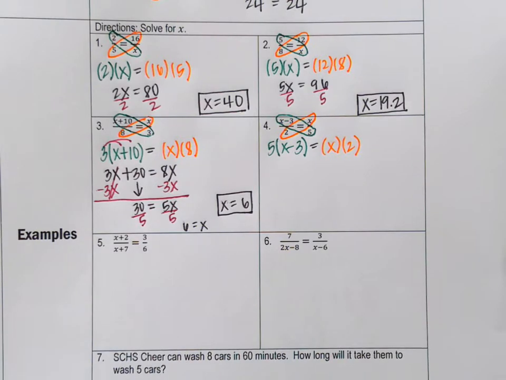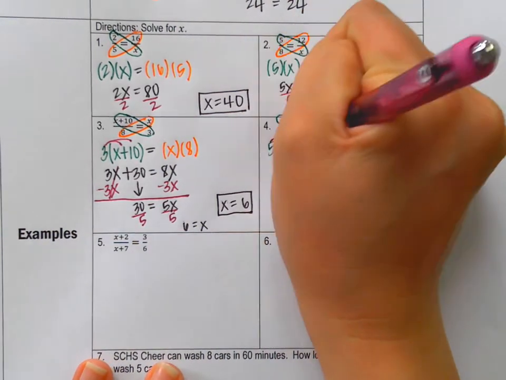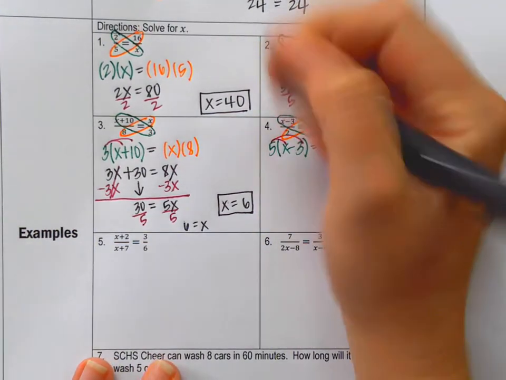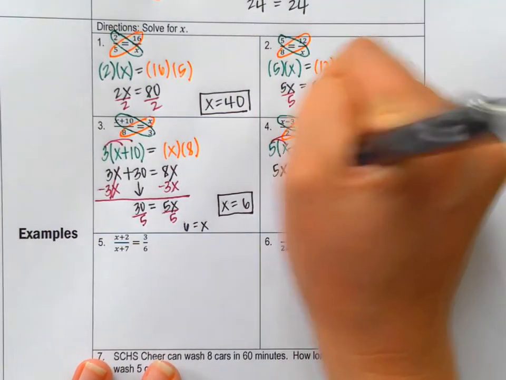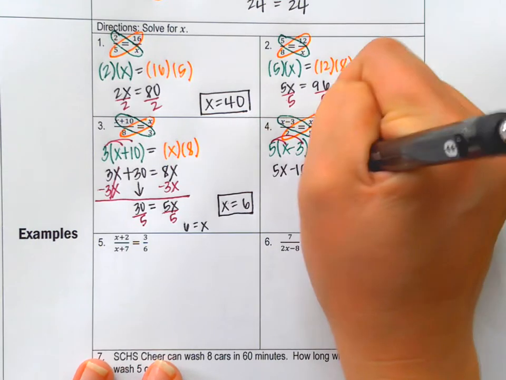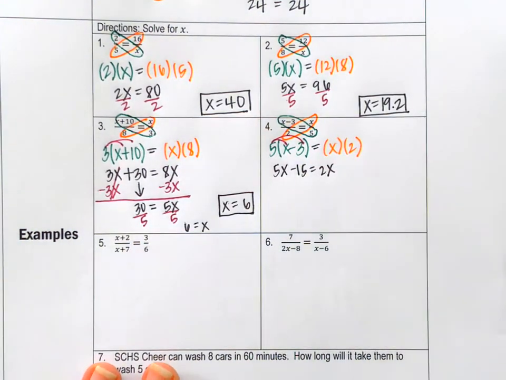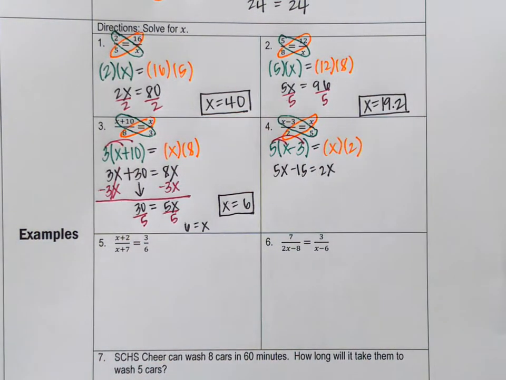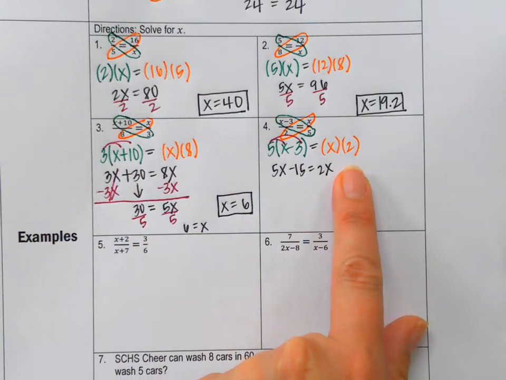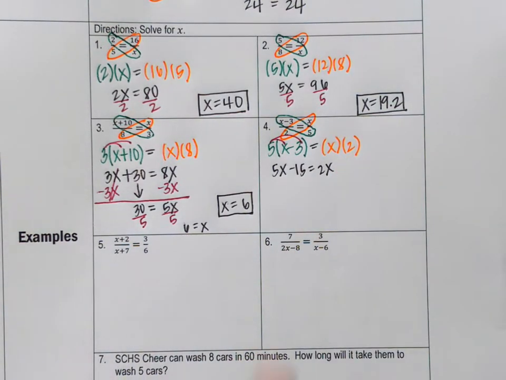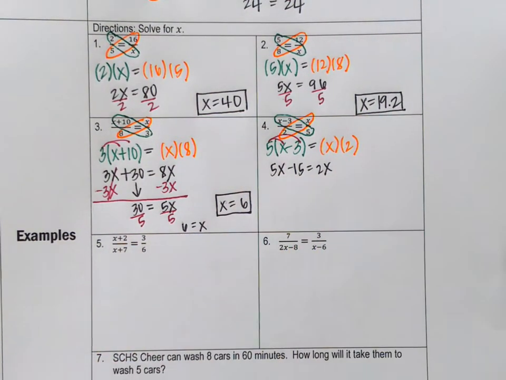So my next step would be to distribute 5 to x, 5 to 3. So that gets me 5x minus 15. X times 2 is 2x. Okay, now I'm just going to continue and solve for x. This one's kind of similar. There's not a constant on this side. There's only a variable.